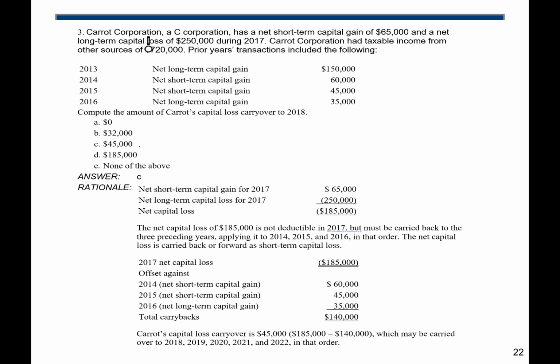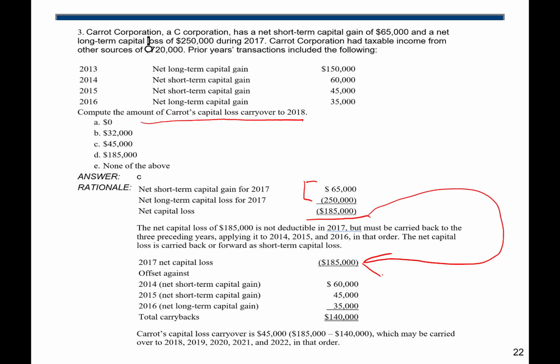And then prior years' transactions include the following, okay? And compute the amount of Carol's capital loss carryover for 2018. So what happens? Well, first we net what? We net our capital losses against our capital gains, right? So we've got $185,000 loss left that we can do what? We can carry back for 3 years, can't we?